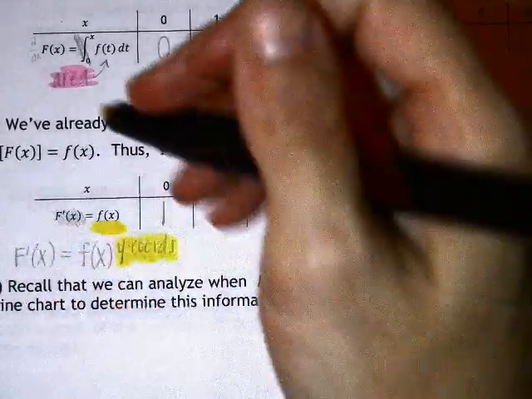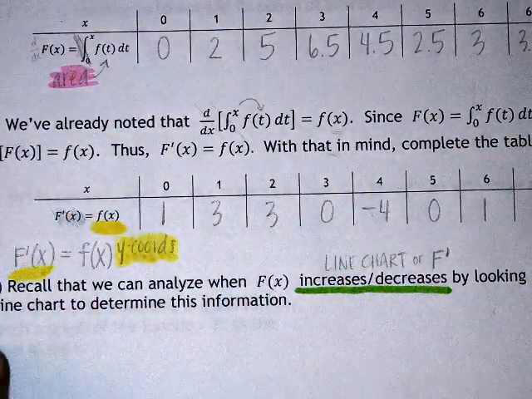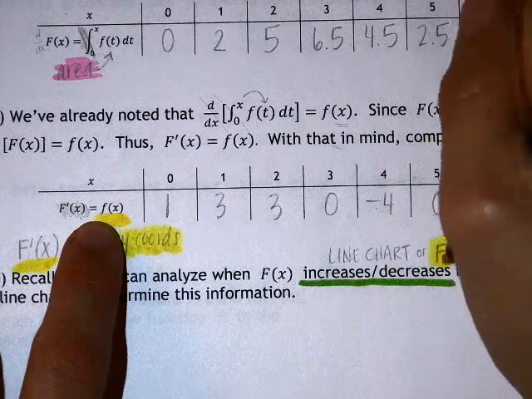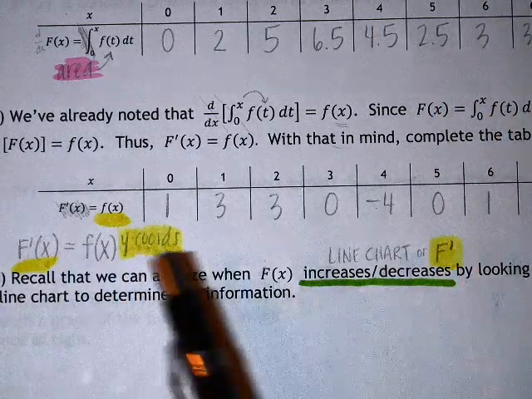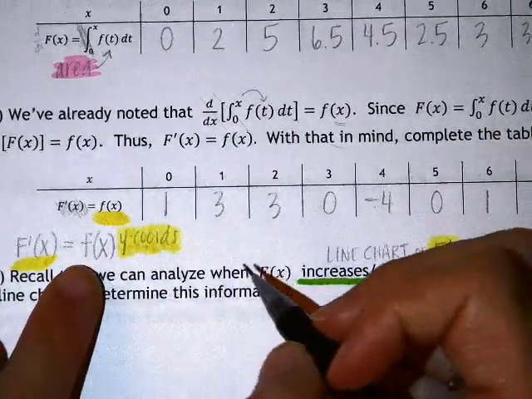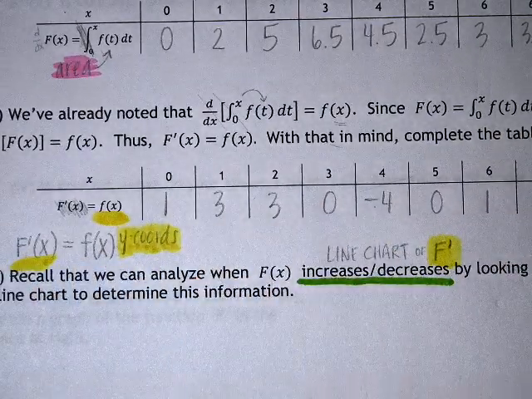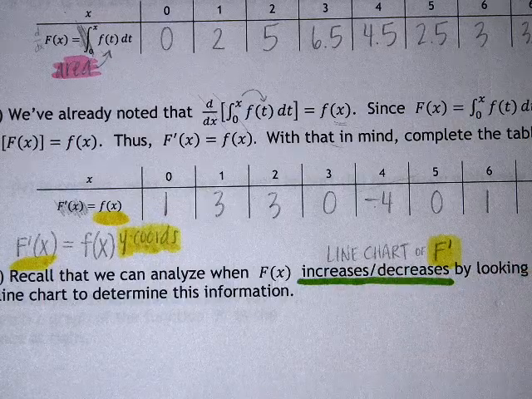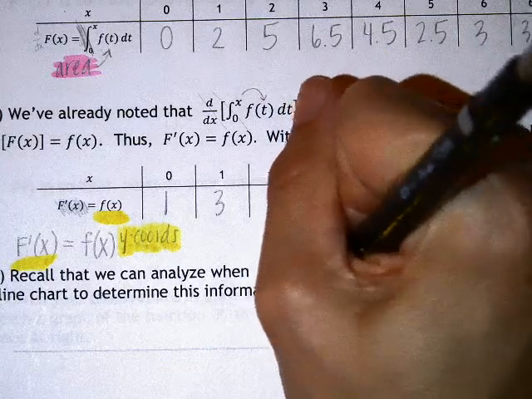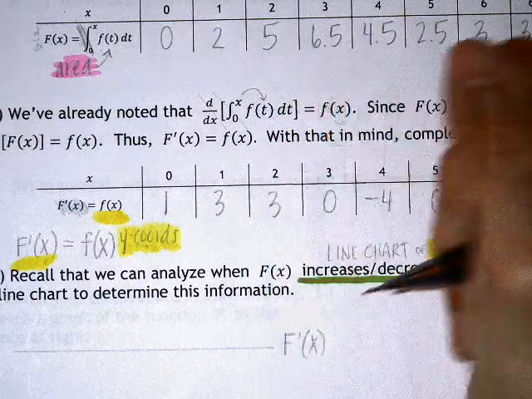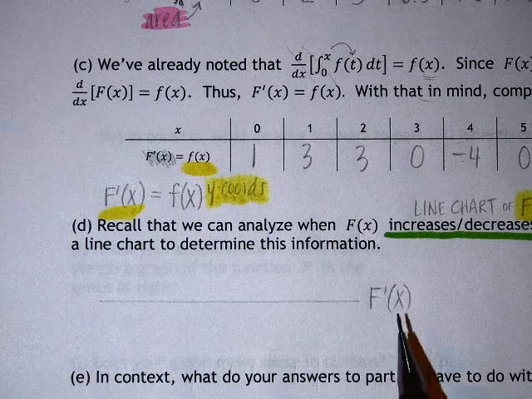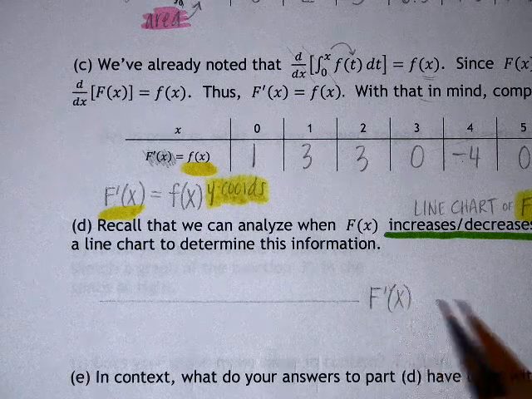So remember how big F prime was the original thing that I asked myself to think about when I made this table? Big F prime is these table values. More specifically, big F prime is little f. Big F prime is the y-coordinates. So I'm going to make a line chart of these y-coordinates and I'm going to analyze that to see if I can figure out what's going on with increasing or decreasing.